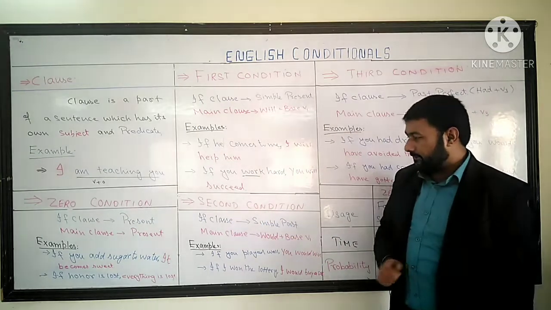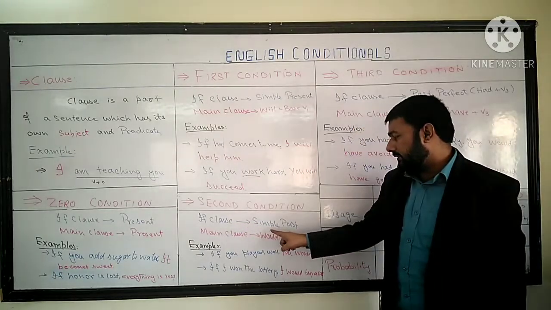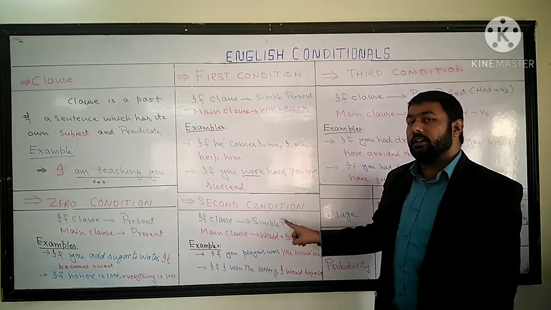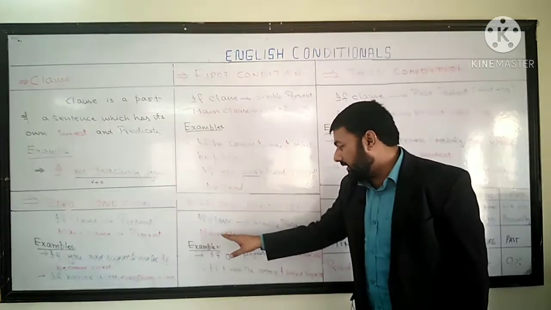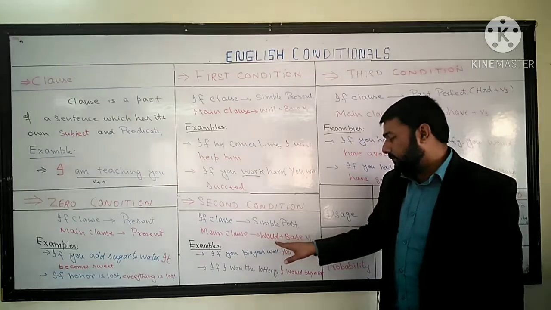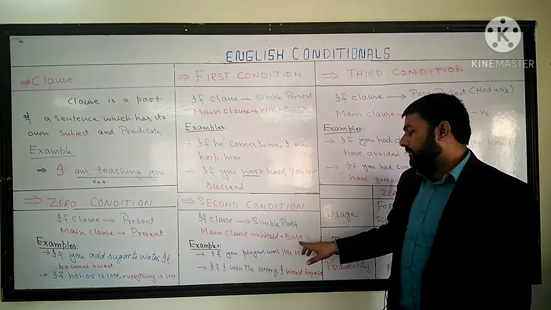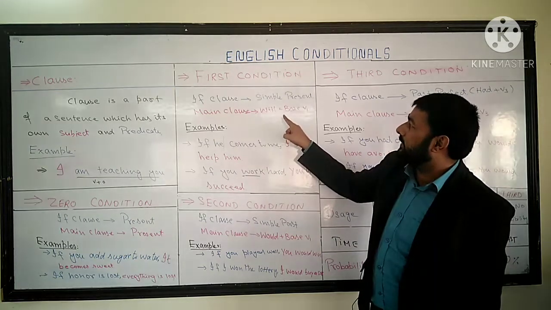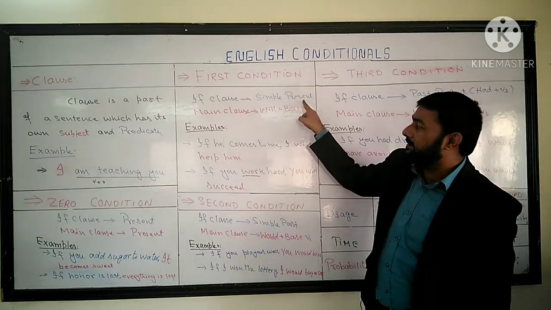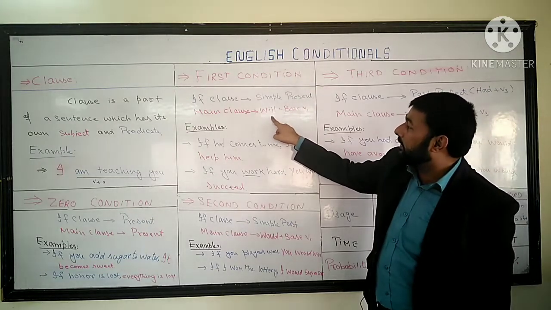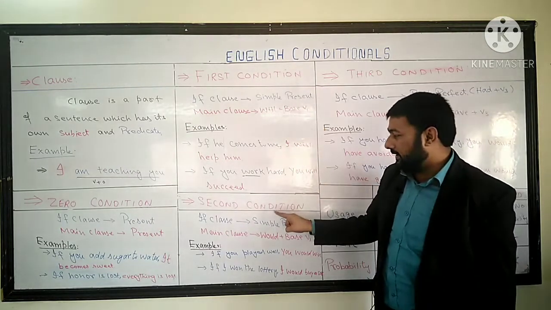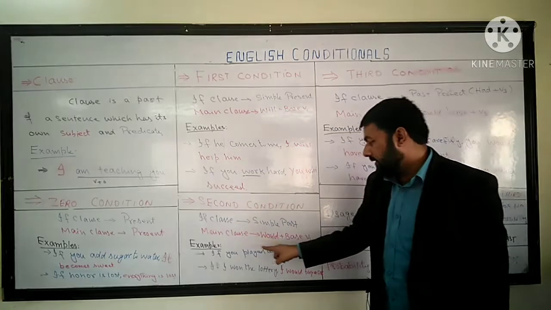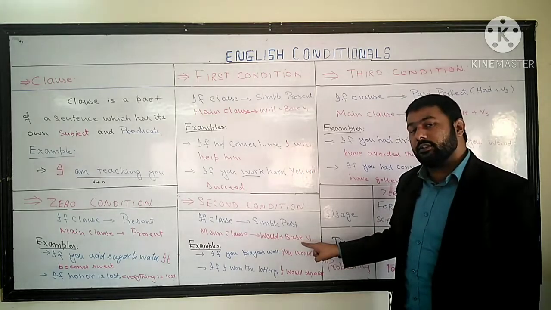In second condition, if clause is usually in simple past, means second form of the verb, which is said to be the past form as well, and the main clause has would plus first form of the base verb. So the difference is that in first condition, if clause has present simple and the main clause has will plus first form. In second condition, if clause has simple past, second form of verb, and the main clause will have would plus first form of the base verb.